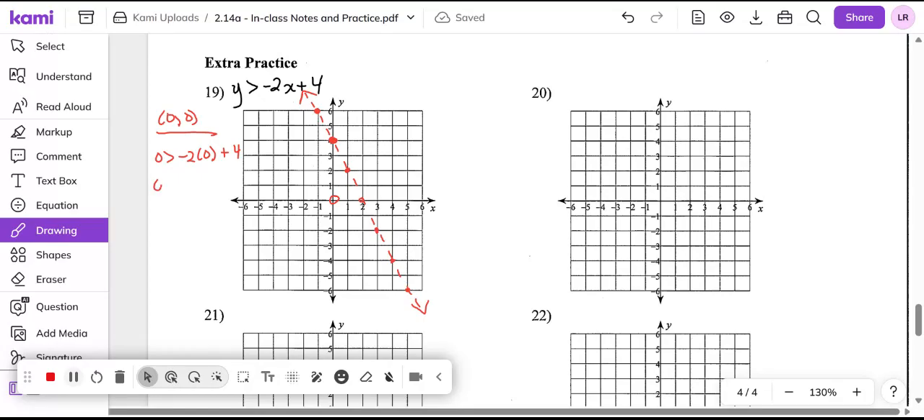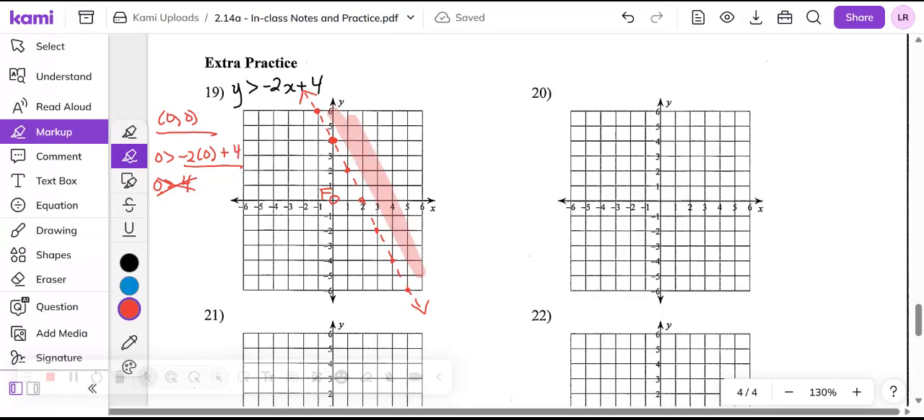Okay, so I would get 0 on the left side. On the right side, negative 2 times 0 plus 4 is 4. 4 is actually the bigger value. So this is false. And since that is false, remember we would shade the other side.